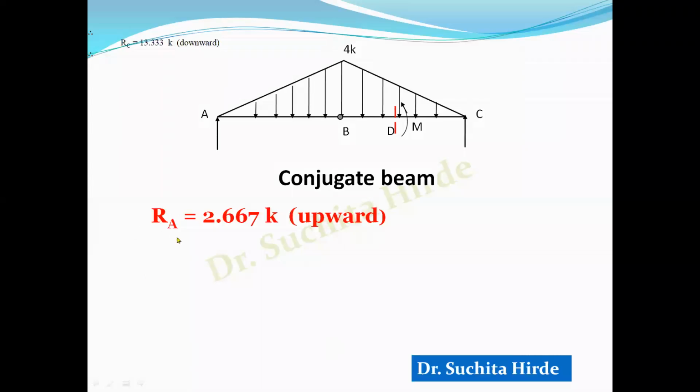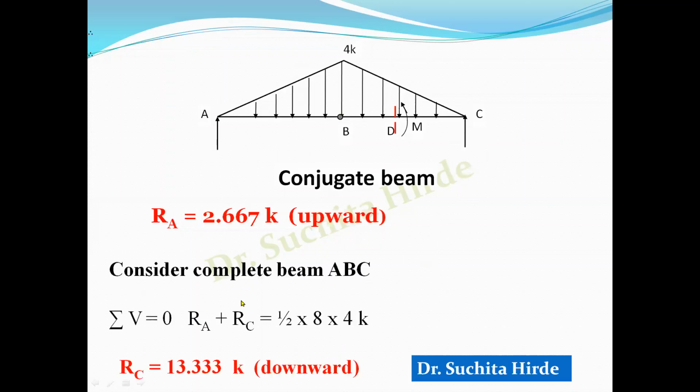Once you calculate the vertical reaction at A by considering bending moment at B equal to 0 for this left part, next is to calculate the reaction at C. How can we calculate the reaction at C? We can consider this complete beam and apply summation of vertical forces equal to 0. Then we can get the value of the reaction at C. So if you consider the complete beam ABC and apply summation of vertical forces equal to 0, you get Ra plus Rc is equal to the total load. What is the total load? It is the area of that triangle, that is half base into height.